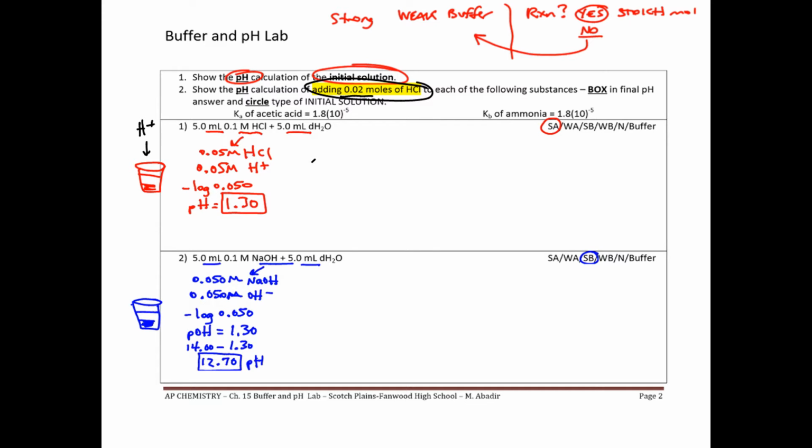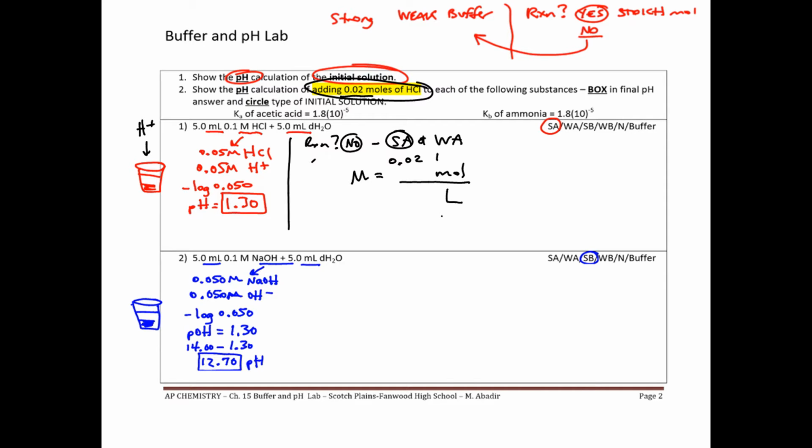If you add H plus into this, the first question you ask is, does it react? If you add a strong acid and a weak acid, the answer is no. So now you're just going to go back to solution scenarios. You have a strong acid and a weak acid. We only care about the strong. So molarity equals moles over liters.